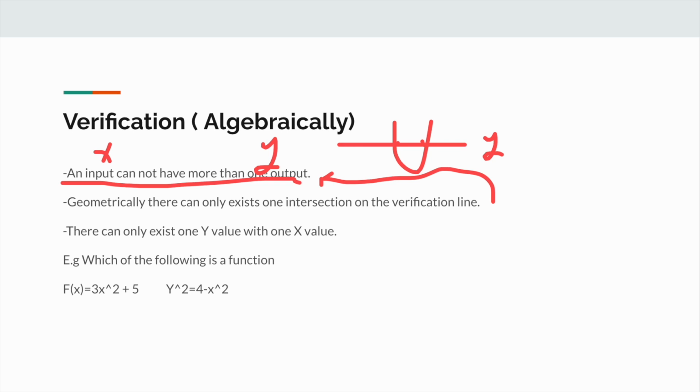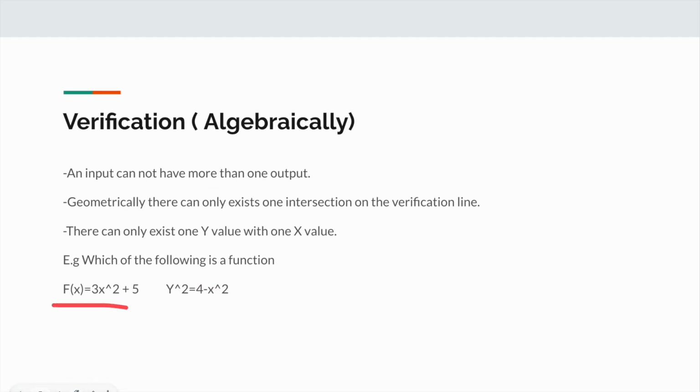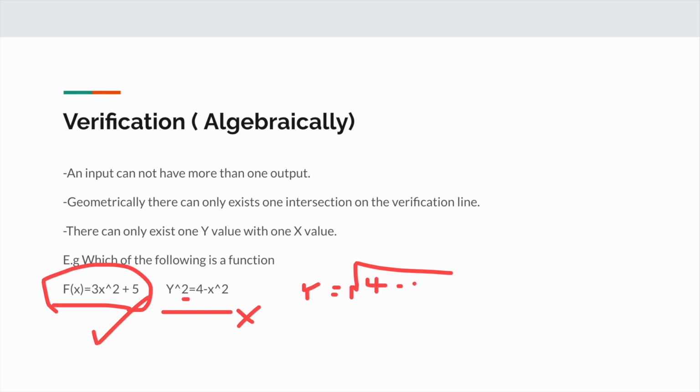So for algebra, we can check whether there exists only one y value for one x value, and we just plug in values to see if there exist one or two. And here are some brief examples below. You could pause here to see if they have only one value. As a result, the first one is a function, and the second one is actually not a function, because if we take the exponent 2 off, we will get y equals the square root, which means as we open this up, we could have multiple y values.